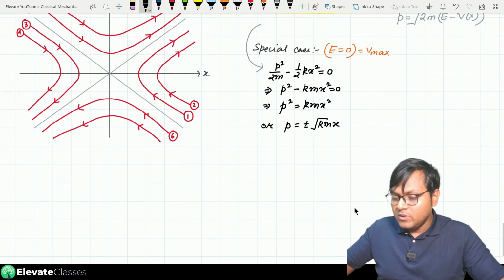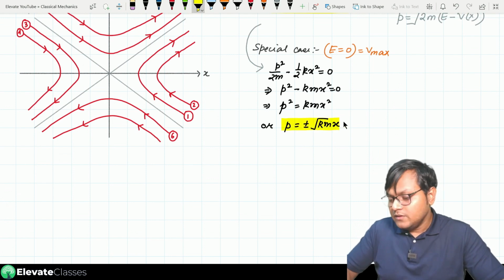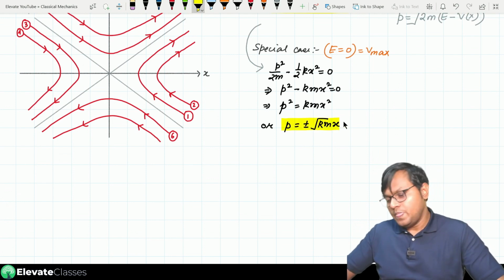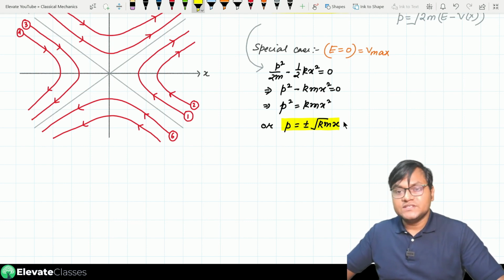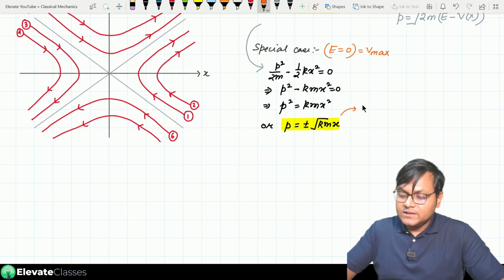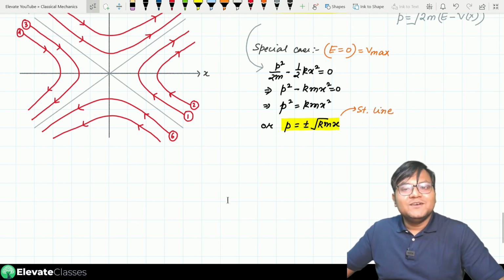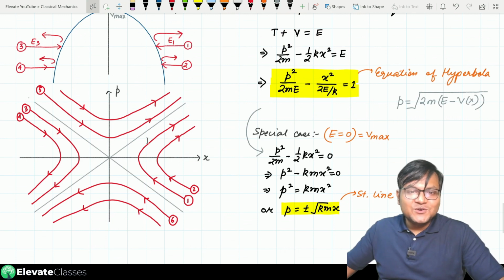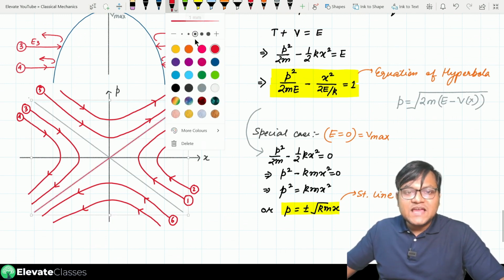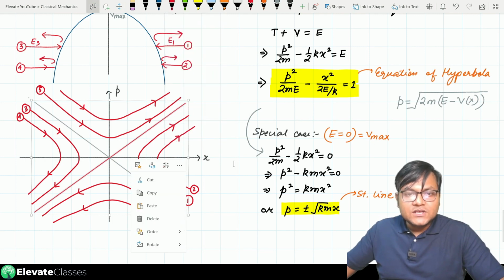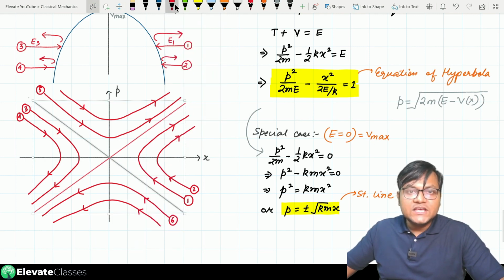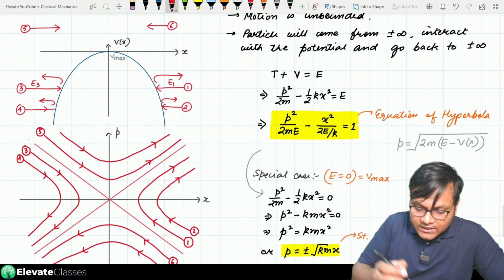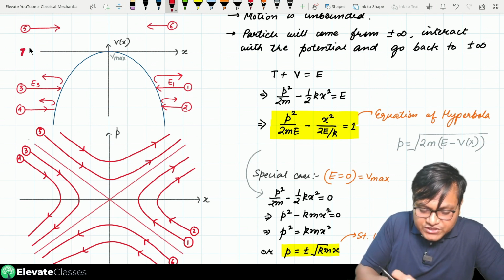Now, the equation of the phase space diagram for E equal to 0 is slightly different. P is equal to plus minus root over km times x. This is not the equation of a hyperbola. This is the equation of a straight line. So, these two lines are basically the phase space diagrams for those particles which have energy E equal to 0. That's it.